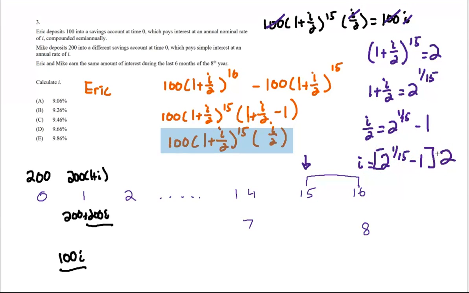So we can just put it in the calculator now and be careful. So 2 to the 1/15th minus 1 times 2, 0.09458, which is going to be, of course, choice C. Okay?